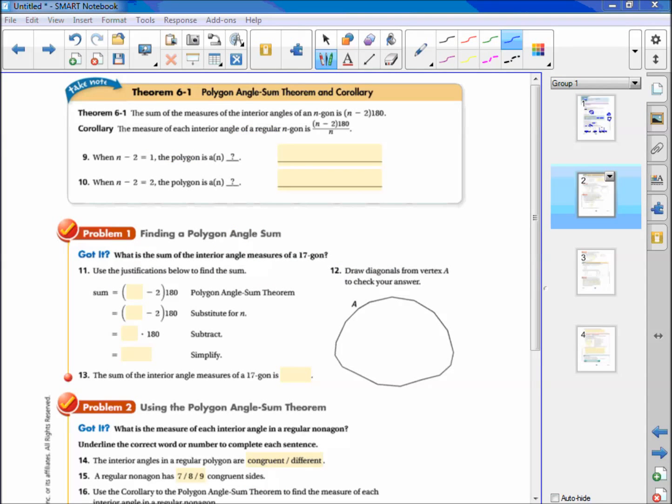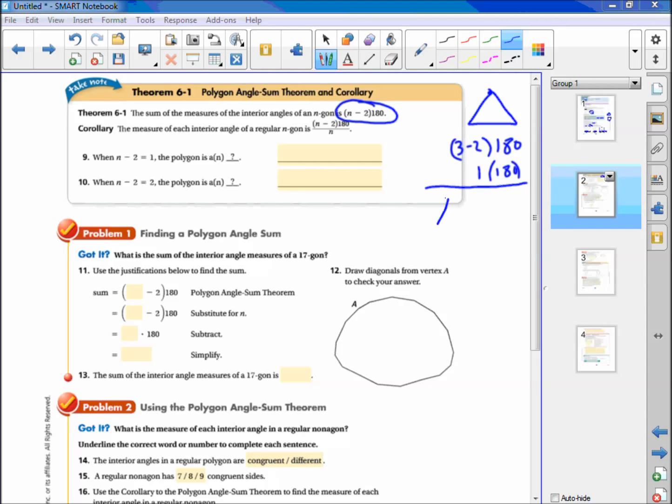All right, on our second page, we have theorem 6-1, the polygon angle sum theorem and corollary. Theorem 6-1 says the sum of the measures of the interior angles of an n-gon, so that means an n-sided polygon with some unknown number of sides, is the number of sides minus 2 times 180. Let's take a look at why that is the case. If you have a triangle, how many sides is that? Well, that's 3 sides, and then we times that by 180. Now we know for triangles that it has 180 inside it, so that works just fine.